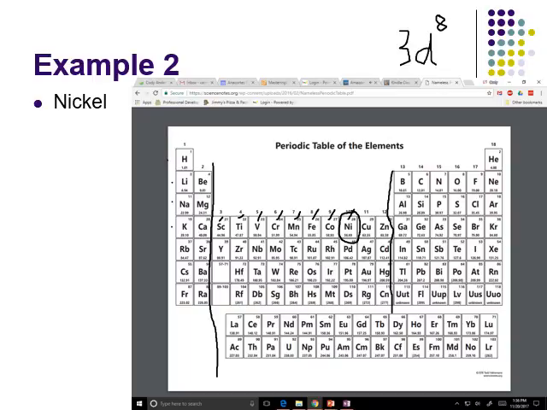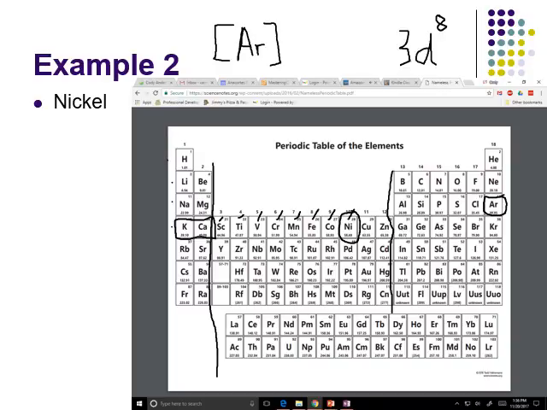Now, if you wanted to write out this whole thing, you have a few options. This is actually really where the abbreviated configurations come in handy. So remember, to do an abbreviated configuration, you look for the noble gas that comes before your element, which would be argon here. So in brackets, I would write Ar. And now we need to figure out what goes between argon and this 3D sublevel. So that would be this stuff right here. That's between argon and our target.